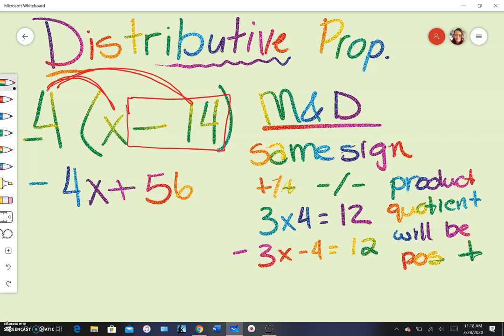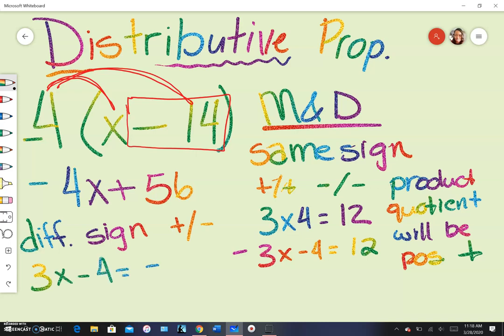Okay, if you have a different sign, so meaning one is positive and one is negative, your answer will be negative. Okay, so it's fairly simple to remember these integer rules as opposed to the addition and subtraction rules. Those get a little bit more complicated, but same sign, positive. Different sign, negative. And this is only when you are multiplying or dividing. Okay, so the distributive property shouldn't be too bad.